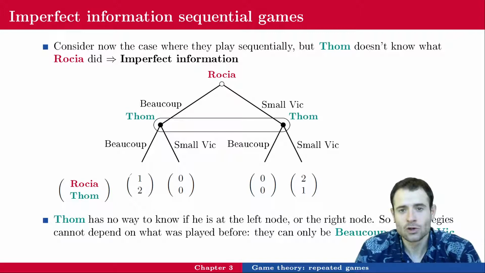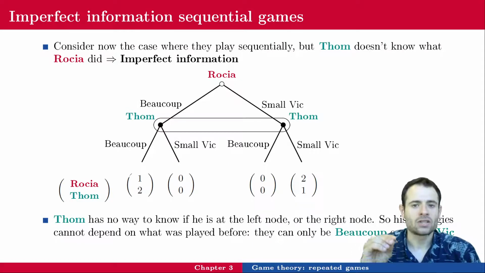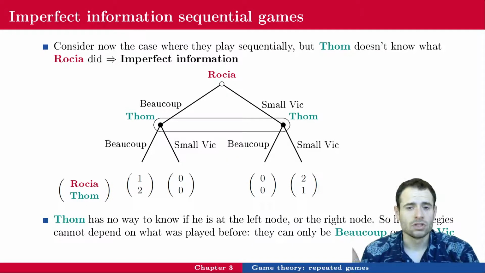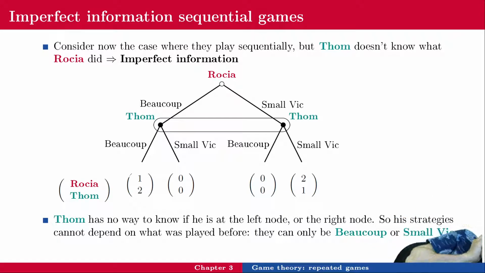Battery died. No text message. So now, he cannot make strategies depend on where she could have gone because he will never have a way to know that. So now, he's like, okay, she is somewhere, I don't know. So my only option is to go to Beaucoup or Small Victory. This game is sequential, but Tom only has 2 strategies.